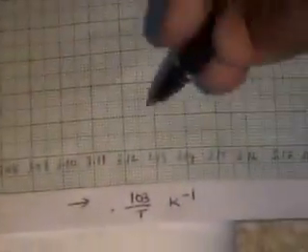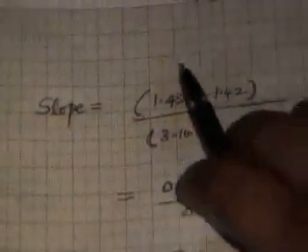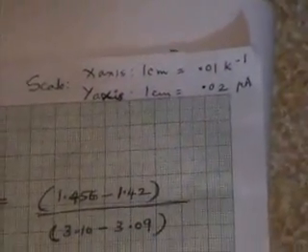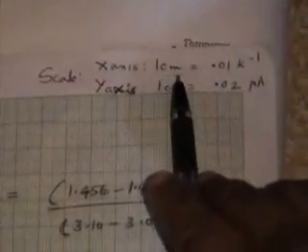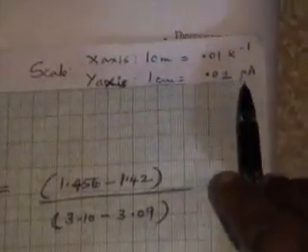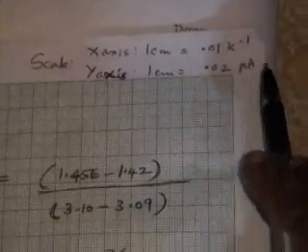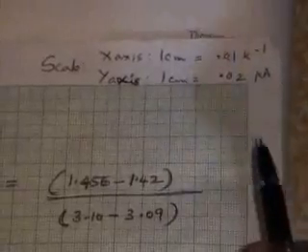So this is what you have as x-axis, and then mark the x-axis as 10 cube by T Kelvin inverse, and the y-axis as log Is in microamps. Now the scale also has to be written. Don't write 1 unit equal to something or 1 centimeter equal to 1 unit, etc. Specify clearly: x-axis, 1 centimeter equal to 0.01 Kelvin inverse. Y-axis, 1 centimeter equal to 0.02 microamps. This is how you should draw the graph.